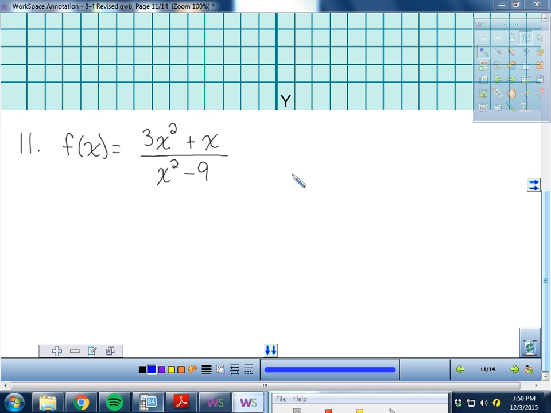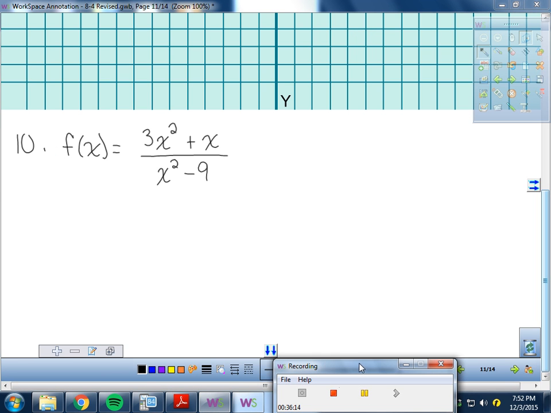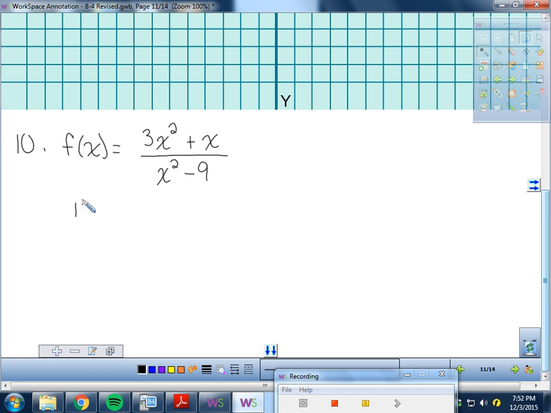Let's take a look at number, I believe this is 10. Alright, so the very first thing we're going to do is factor if we can factor. So I noticed that both of these have an x in common. So I could take out an x. That'll leave me with 3x plus 1. And then I notice at the bottom is the difference of two squares. So that's going to give me x plus 3 and x minus 3.